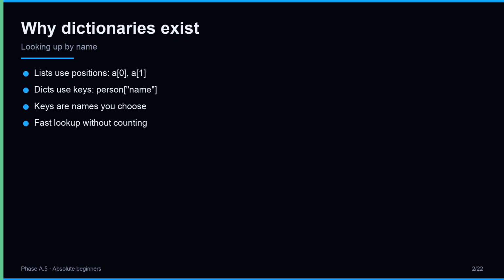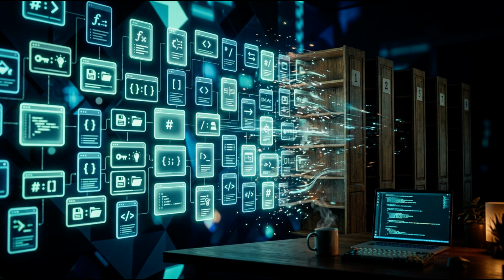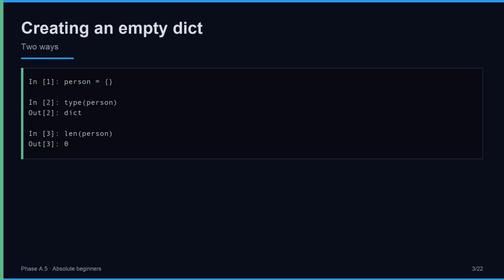Named, not numbered. Until now you reached values by position, index 0, index 1. That works for simple lists. But most data in the real world is named. A person has a name, an age, a city. You want to reach those values by their names, not by counting. That is what a dictionary gives you, a way to look something up by name. From counting to naming.